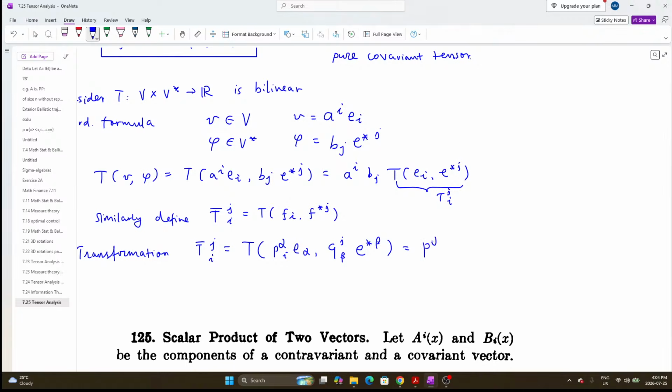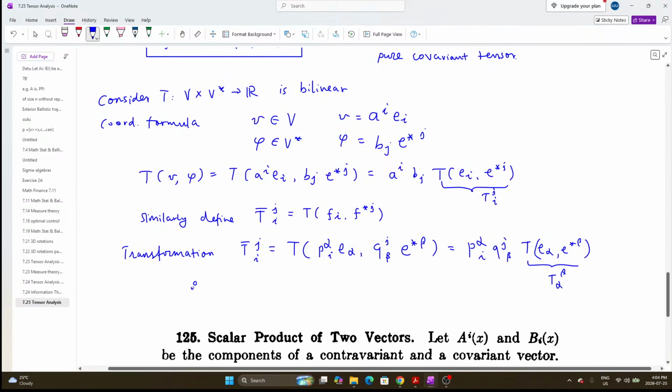So P alpha I, Q J beta, T E alpha E star beta. And this is, of course, just T alpha downstairs, beta upstairs. So that's the transformation law, and this gives you the mixed tensor transformation law. So there's no mystery here. The mathematician's definition of tensor implies the physicist's definition of tensor.